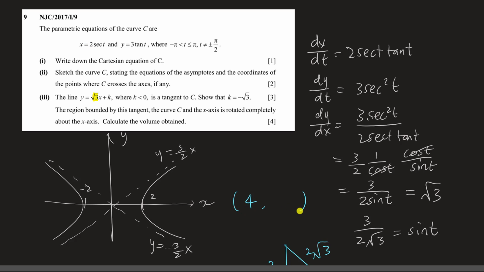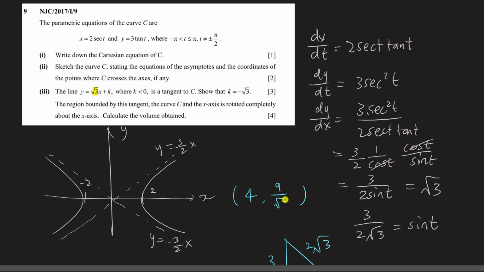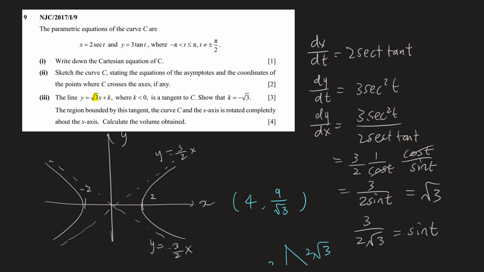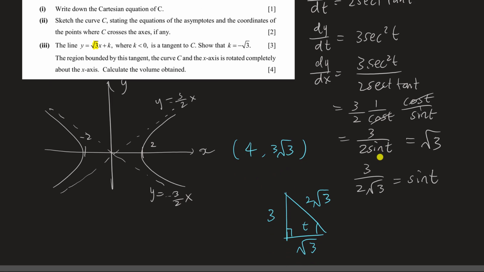What about the y value? 3 tangent t. 3 tangent t, you will get 9 over root 3. Rationalizing this would give us 3 root 3. So we now have the point where this tangent is occurring at. So 3 root 3 is equal to root 3 times x, which is 4, plus k. K would therefore be negative root 3, shown.